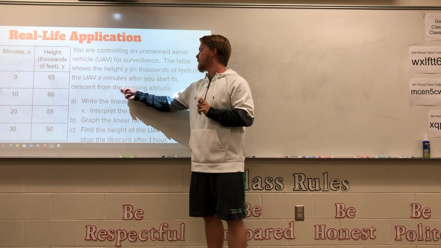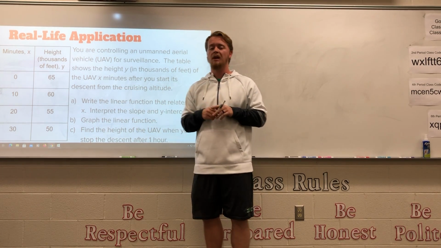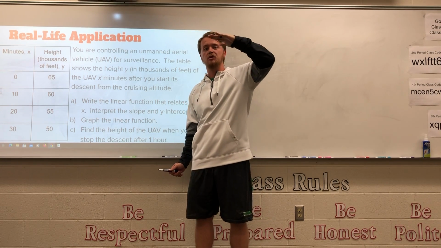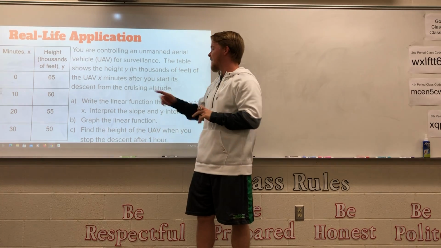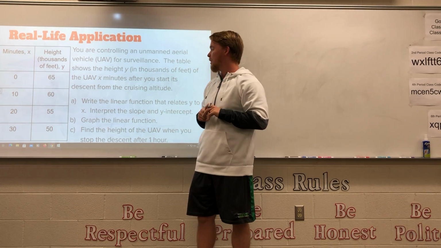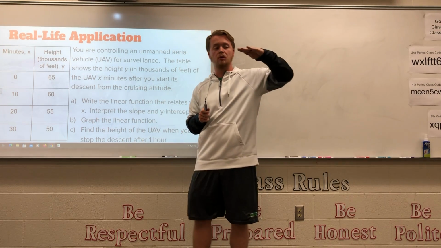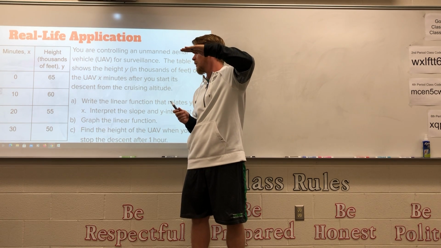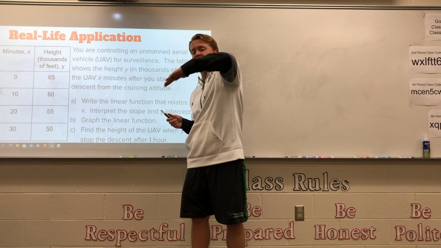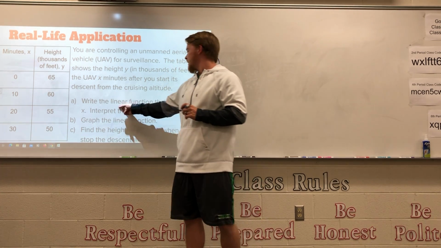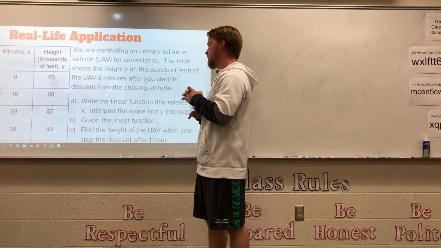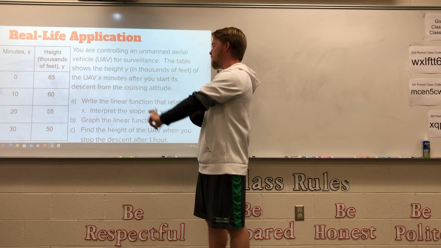I want to make sure we understand what's going on. First of all, cruising altitude means if you're in a plane, it's when you're just going straight. Like you've flown up and then you're just going straight. It says x minutes after you start its descent. Descent is when you go down. So you were cruising and then you started to go down. You started to descend. It says write the linear function that relates y to x, interpret the slope and the y-intercept.